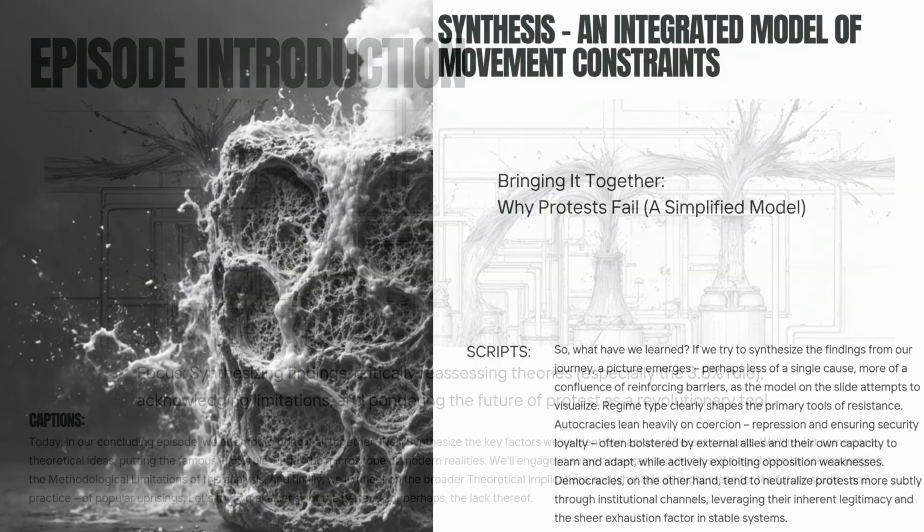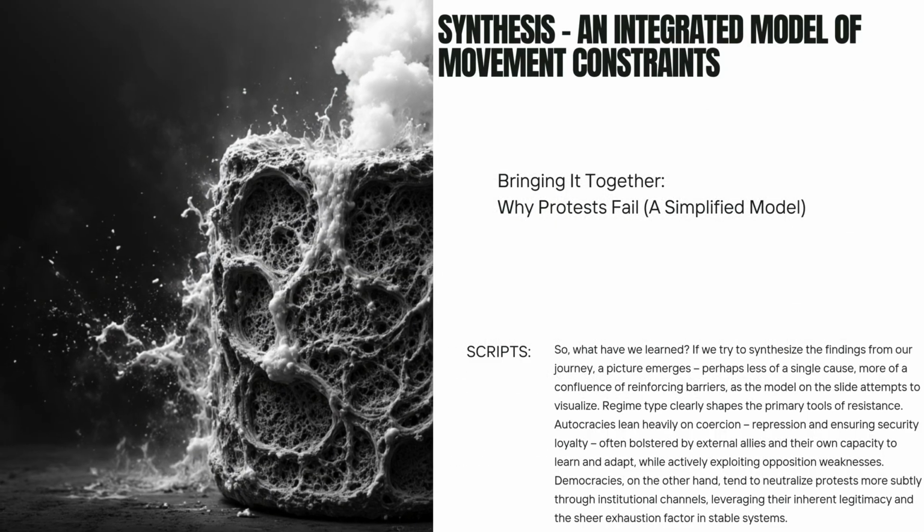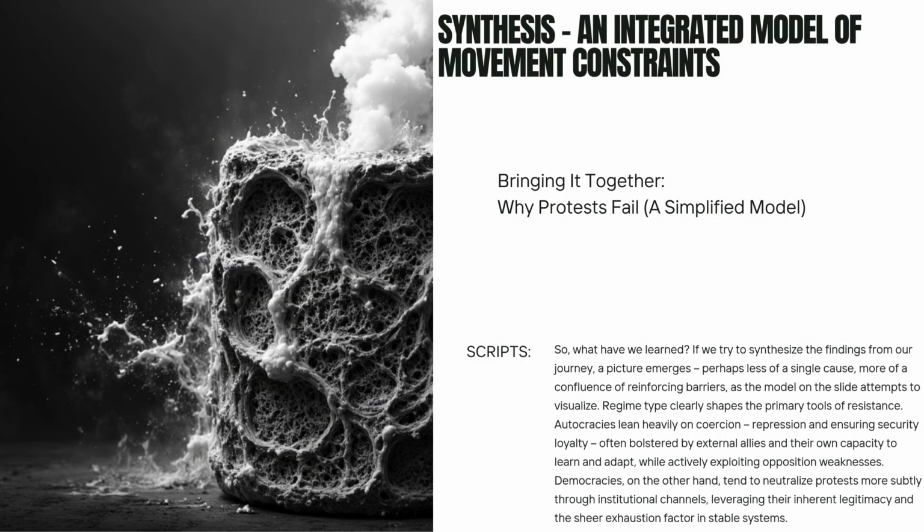So what have we learned? If we try to synthesize the findings from our journey, a picture emerges, perhaps less of a single cause, more of a confluence of reinforcing barriers, as the model on the slide attempts to visualize. Regime type clearly shapes the primary tools of resistance. Autocracies lean heavily on coercion, repression, and ensuring security loyalty, often bolstered by external allies and their own capacity to learn and adapt, while actively exploiting opposition weaknesses.